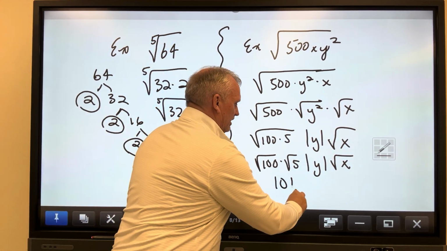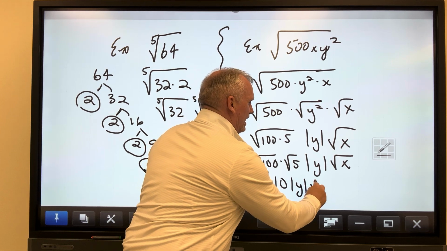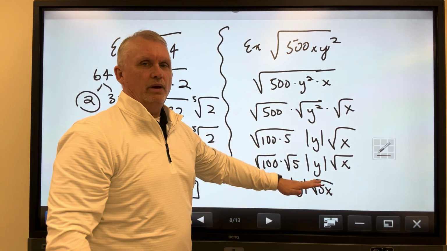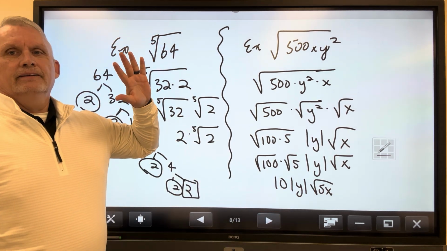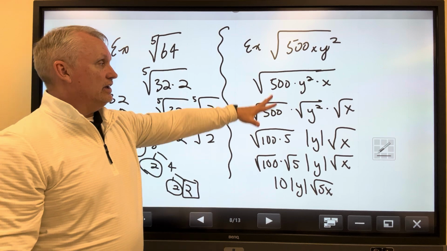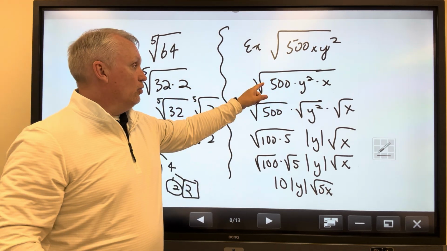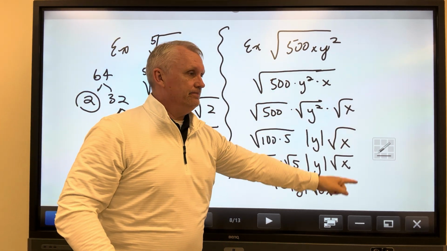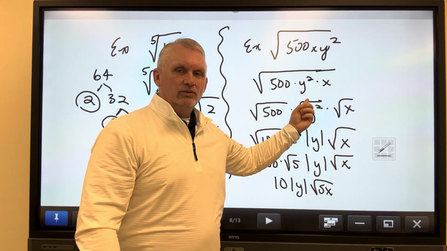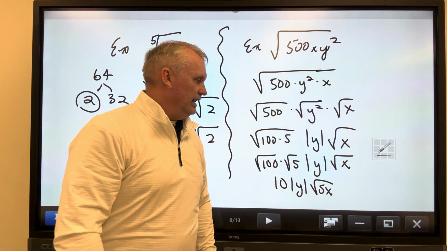So I have the absolute value of y and the square root of times those two together, 5x. Now this may look daunting. It's not. Just kind of break things apart, work on them individually. Just remember the rules. Again, if you have an even with this square root, it's going to be an absolute value.